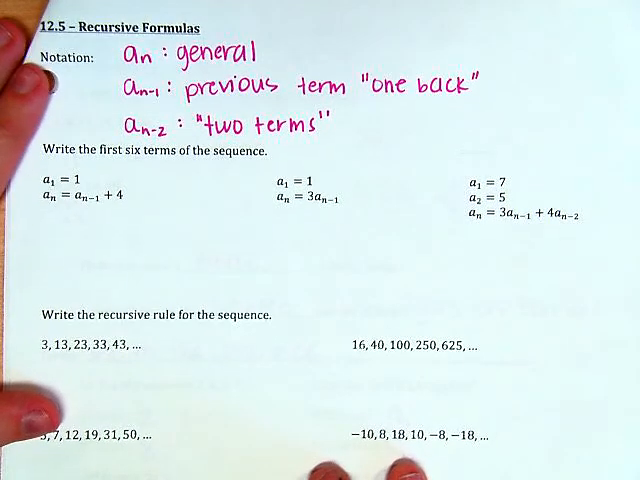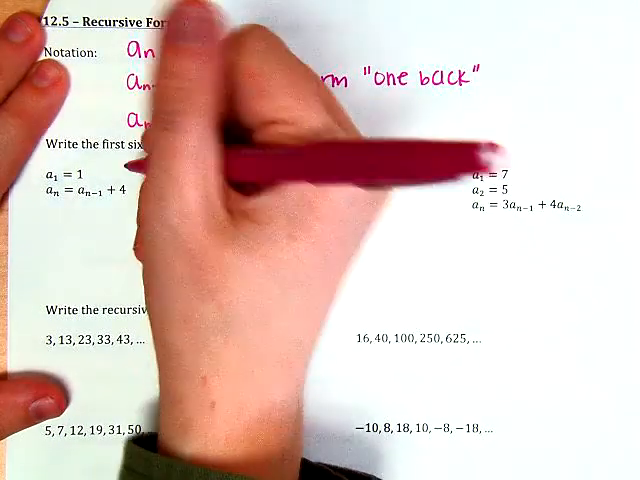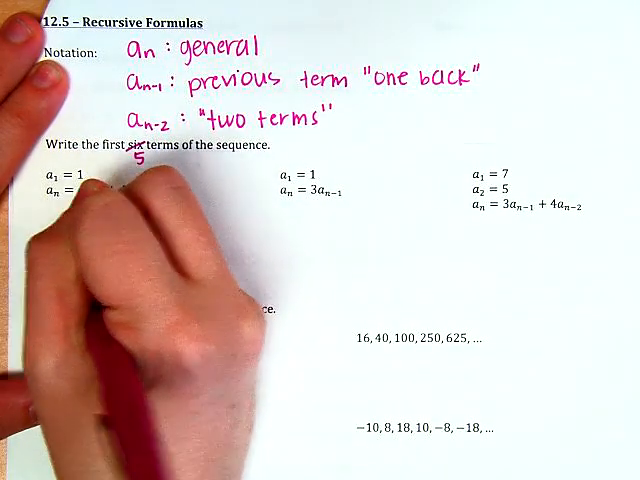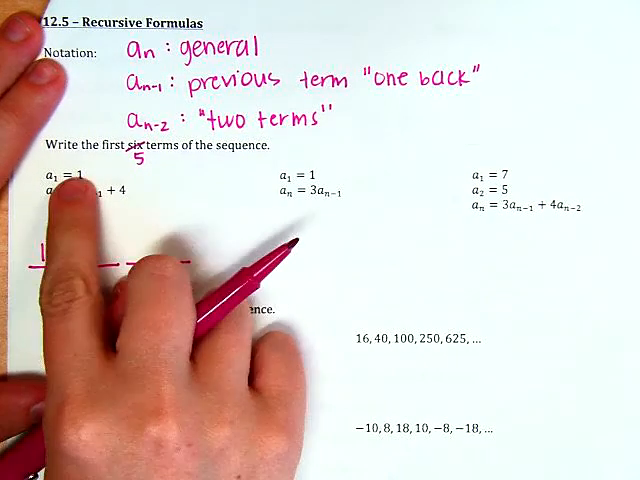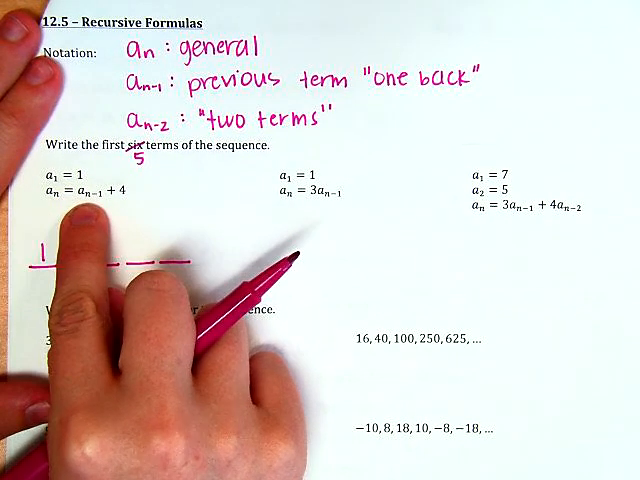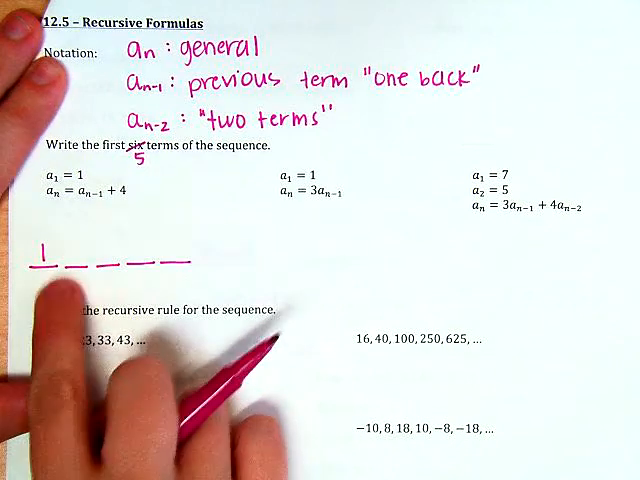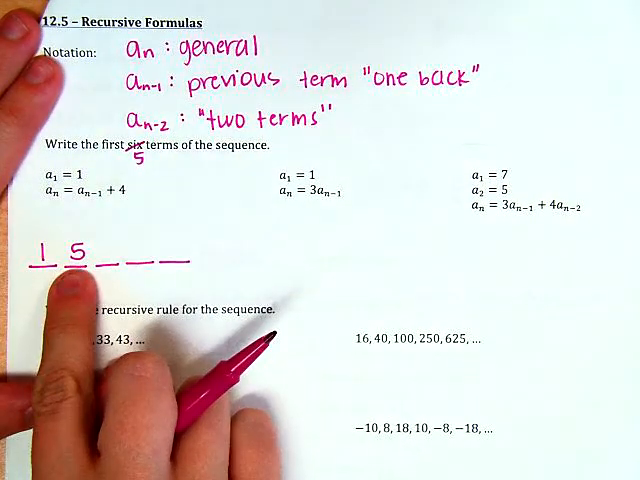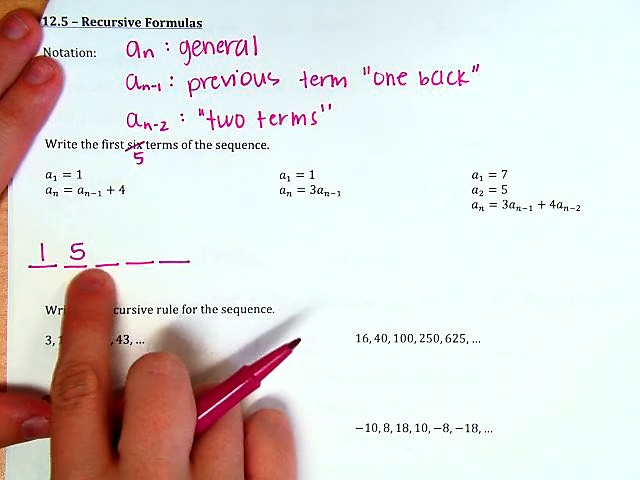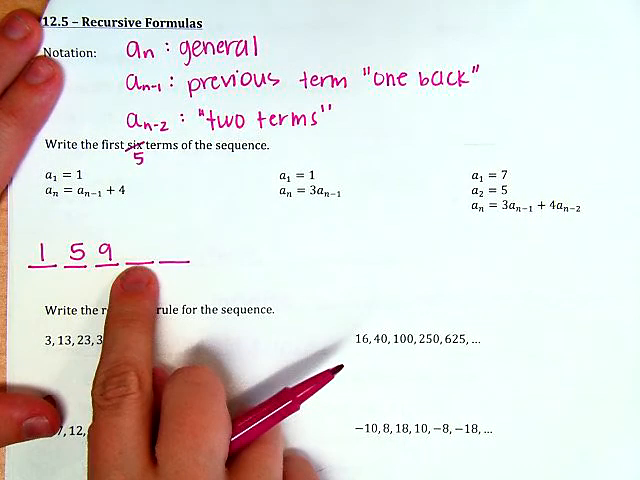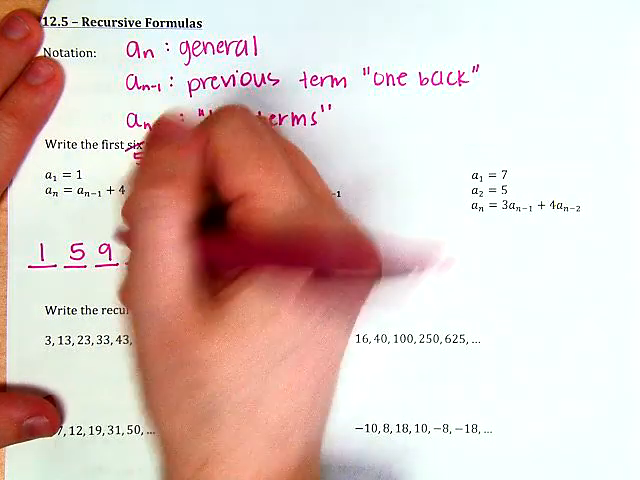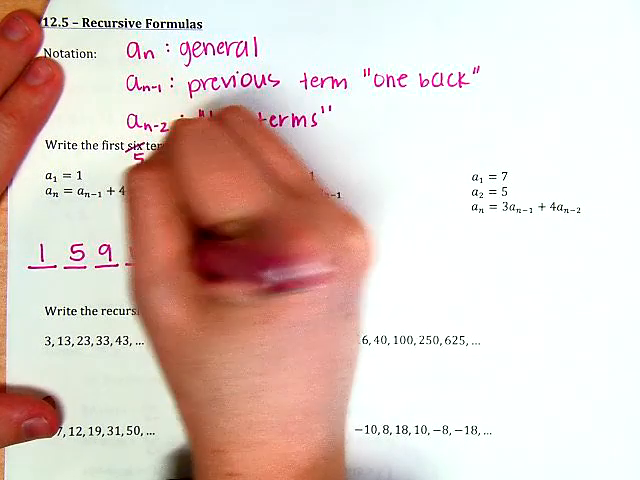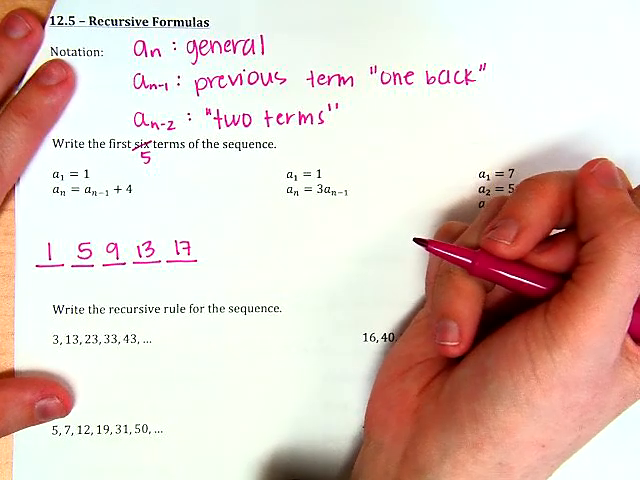So let's look here. Let's do the first 5. They gave me my first one is 1. This rule tells me to find the next term, I take the previous one and add 4. So to find the second term, do the first one plus 4 and I get 5. To find the next term, I do the previous one plus 4, 9. This one, previous one plus 4, 13. Previous one plus 4, 17. You're basically just using the term before.